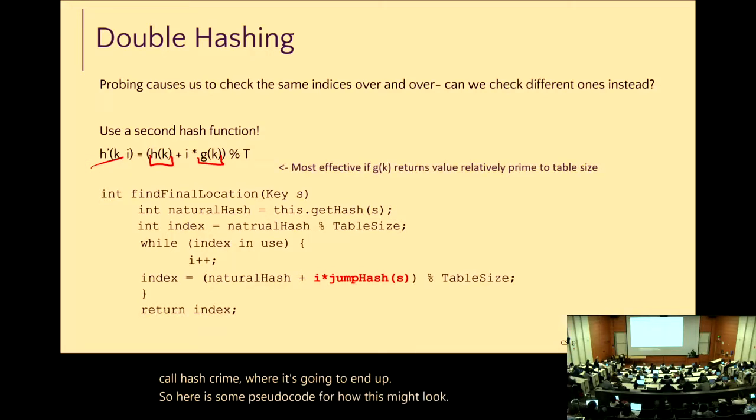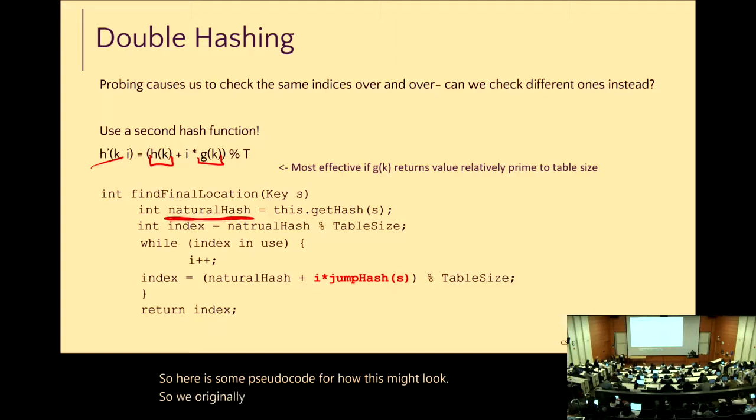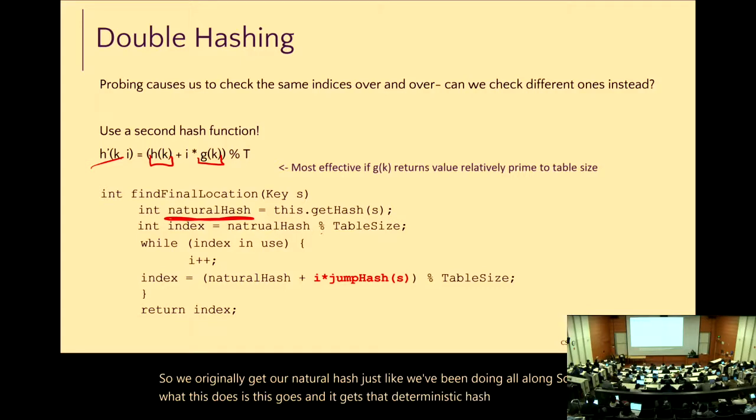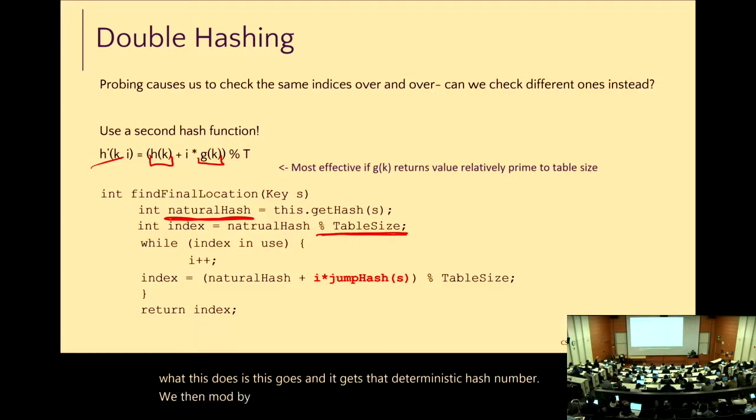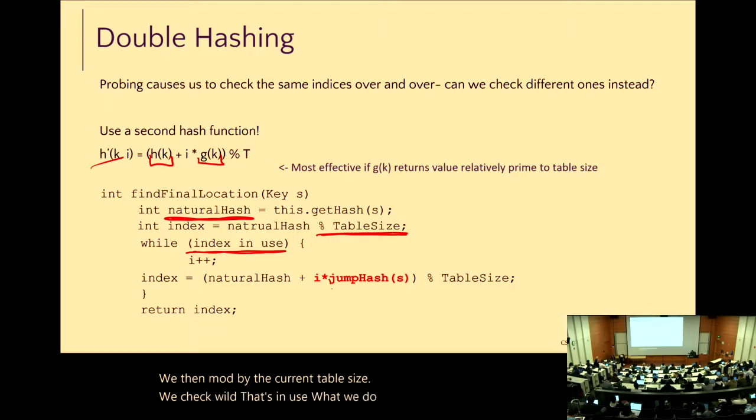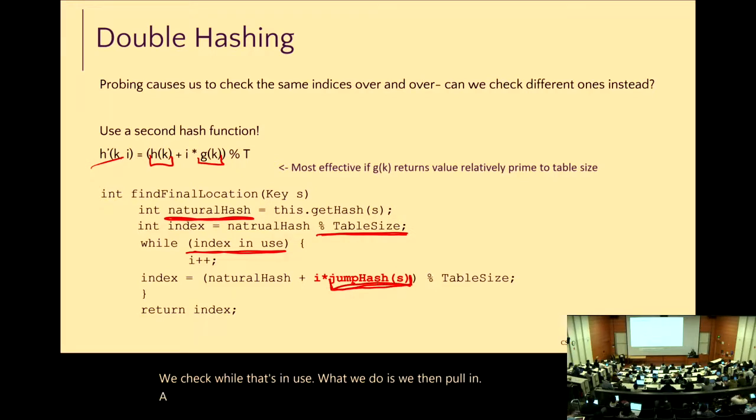So here is some pseudocode for how this might look. We originally get our natural hash, just like we've been doing all along. This goes and gets that deterministic hash number. We then mod by the current table size. We check while that's in use. What we do is we then pull in a secondary function to generate a little bit more deterministic info about that item so that we can find a new location for it.